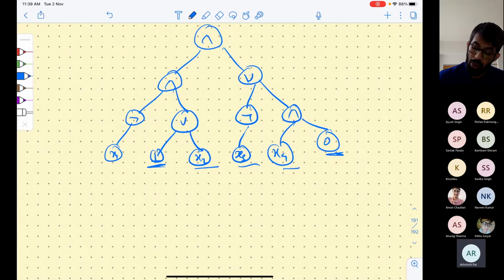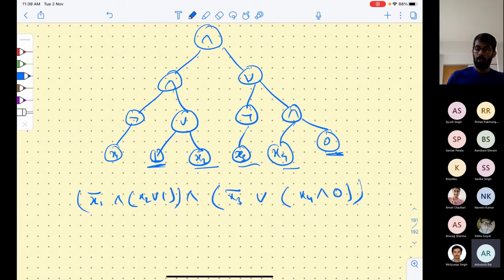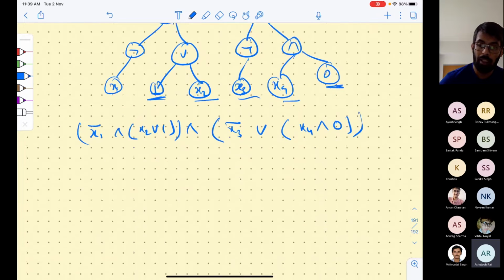And what does this circuit compute? The circuit computes, for example, not of x1, AND with x2 OR 1. And this all AND with not of x3, OR with x4 AND 0. Right? So this formula is represented by this circuit, right?